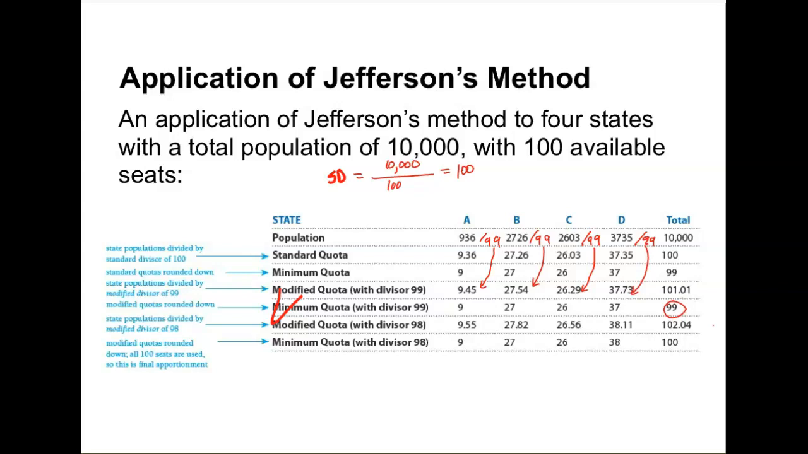So I go back again, and I'm going to modify my divisor even more. I'm going to change it to an even smaller number. Now I'm going to divide everything by 98.